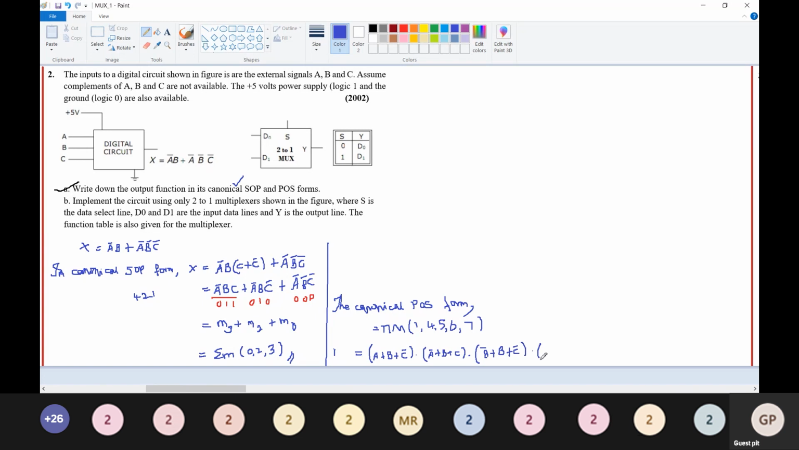And 6 is written as A' + B' + C. And finally 7 is written as A' + B' + C'.